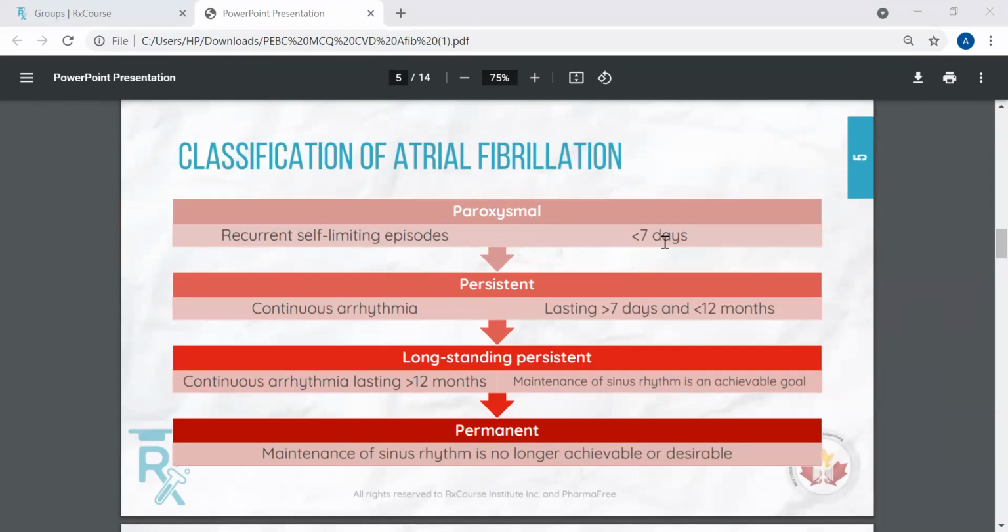Okay, so if we come to classify atrial fibrillation, we have paroxysmal. Paroxysmal is a recurrent self-limiting episode. It happens a lot, and the rhythm is controlled automatically in some cases without our intervention. One episode will resolve in less than 7 days. This is paroxysmal.